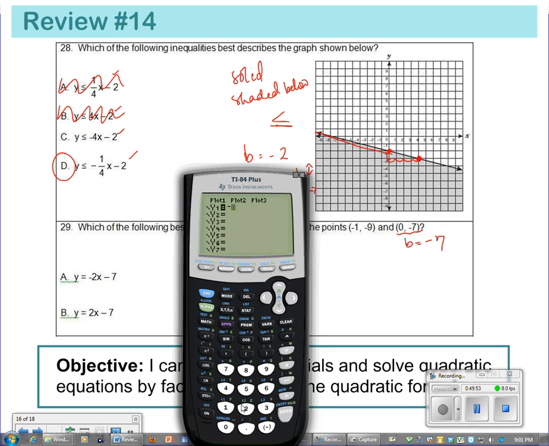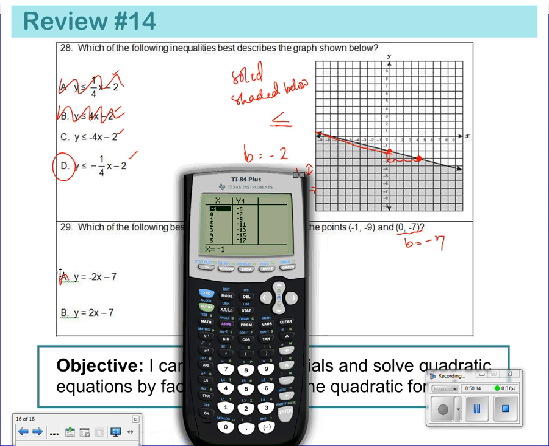The first one is -2x minus 7. So I type in negative 2x minus 7. And then I'm going to look at my table by hitting second graph and see, can I find the point negative 1, negative 9? So I'll go where x is negative 1. This says if x is negative 1, my y value is not negative 9. That tells me this point is not on there. So A is now gone.